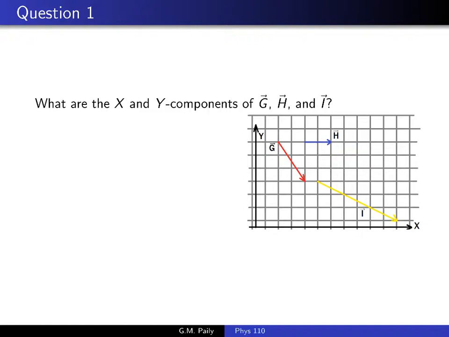Take this moment and try to answer this question. What are the x and y components of three vectors g, h, and i? Again, this is vector g, the red one. This is vector h, here, the blue one. And this is vector i. Each square here has a side of length 1. So with that information, determine the components, whether positive or negative. Determine both the x and y components of the three vectors. Pause the video here and try and work it out on a piece of paper, and the next few slides will display the answer.